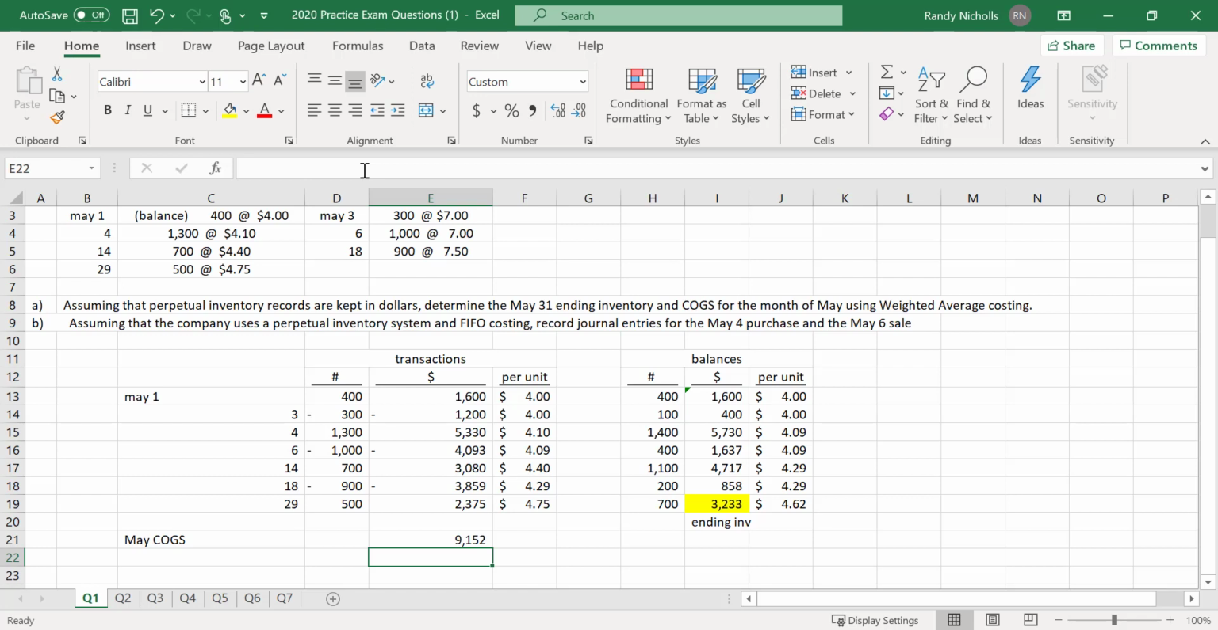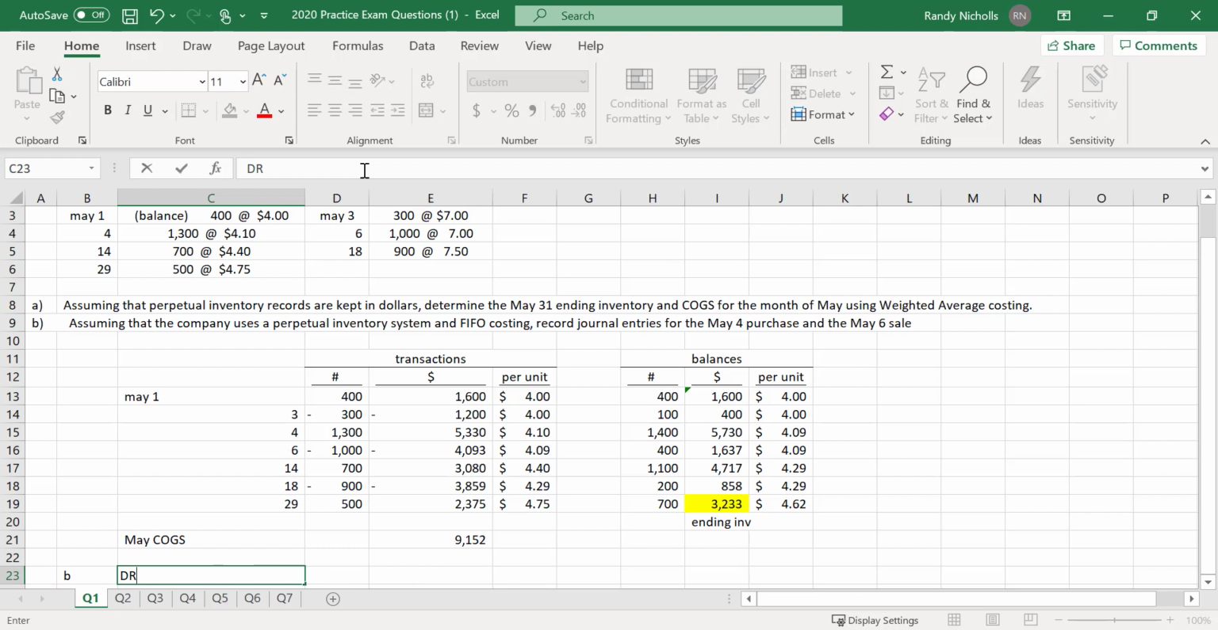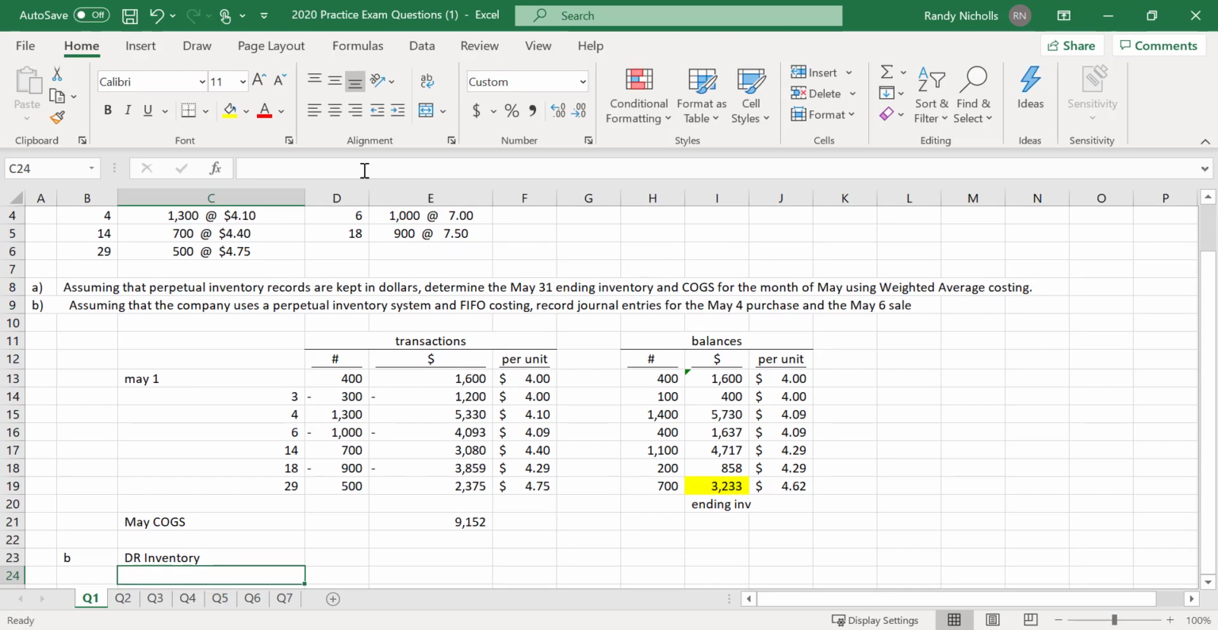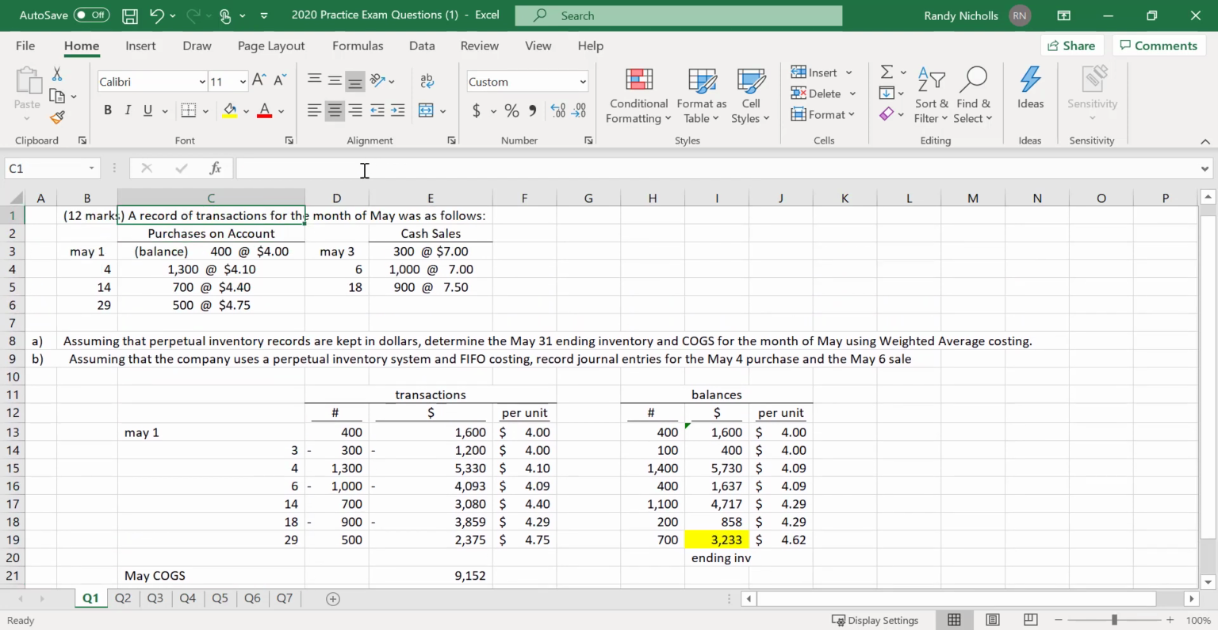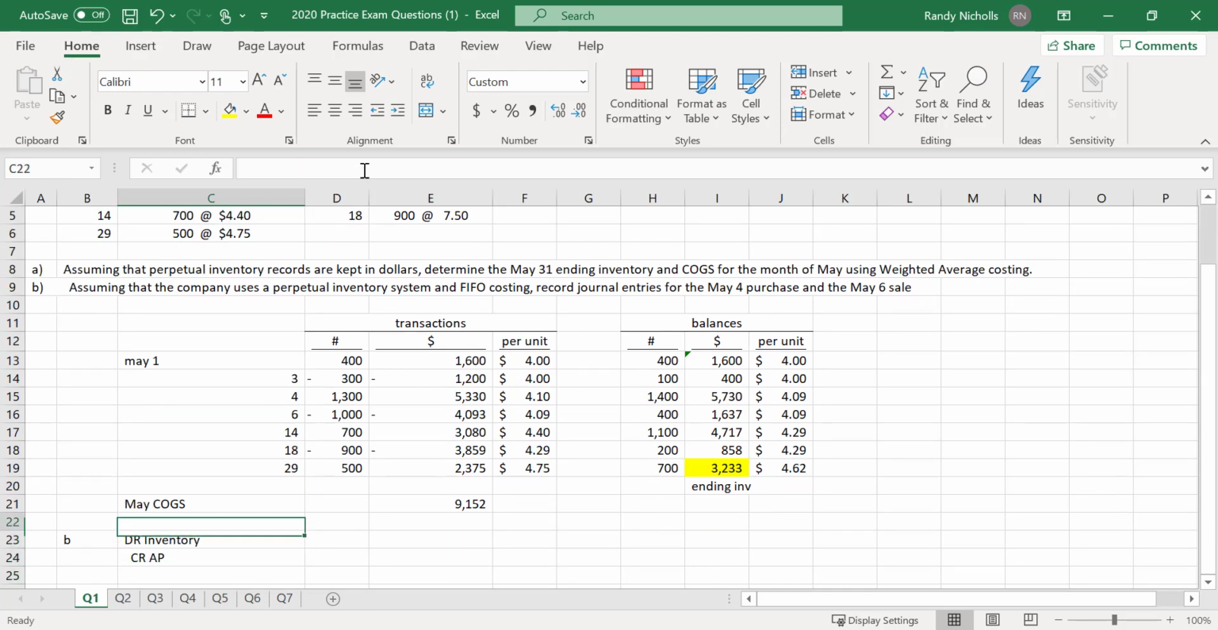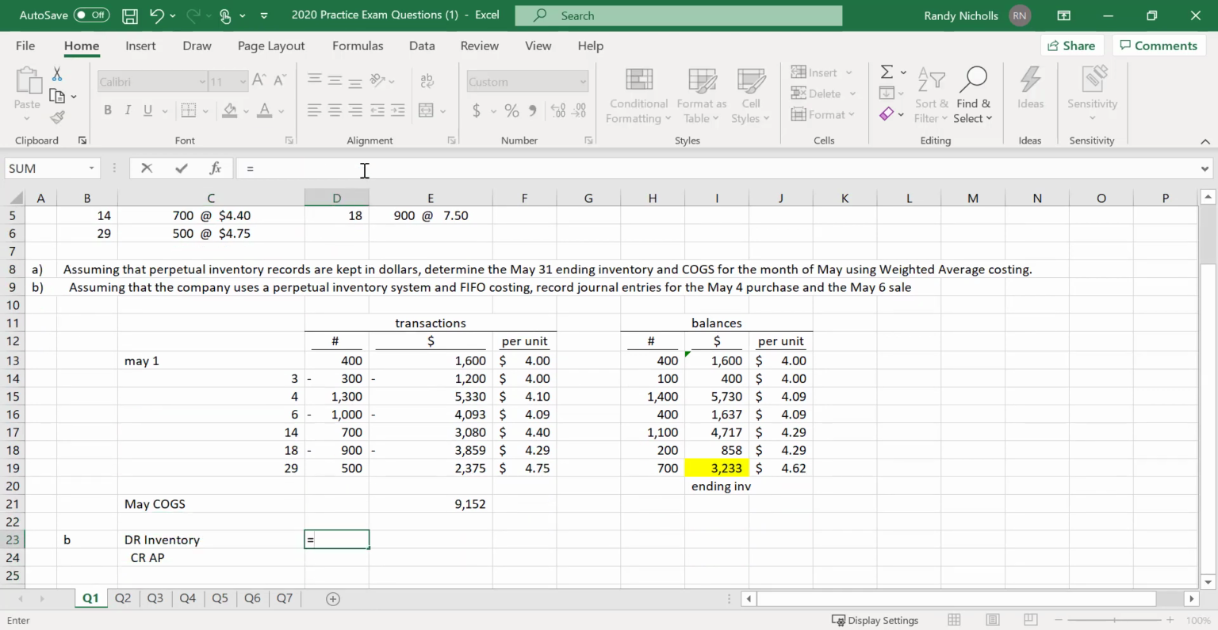B, and I had this wrong on the original solution, I've updated it. Assuming we use perpetual inventory system and FIFO, record journal entries for the May 4th purchase and May 6th sale. So a purchase under FIFO, or under anything, if I'm using perpetual, is a debit to inventory and a credit to accounts payable because I believe it said purchases on account. So if I'm buying on account, I do want you to use accounts payable. And it's just whatever I bought.